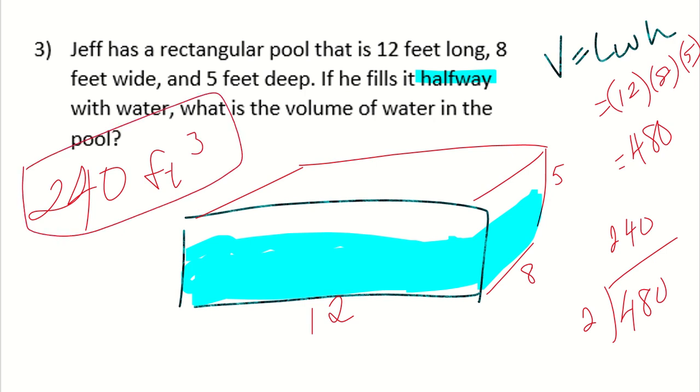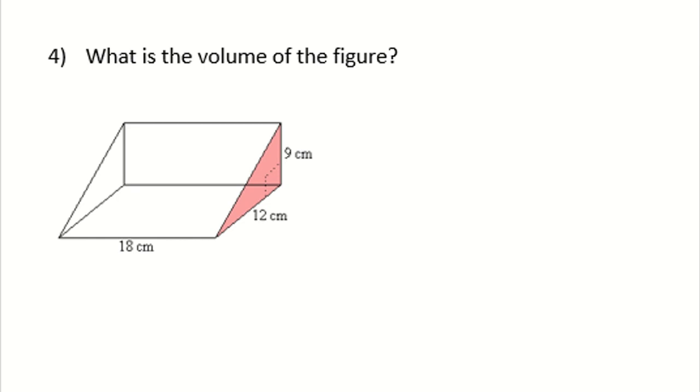You might see a question like this on your test. Hint, hint. Number 4, what is the volume of the figure? So here's a question where they don't tell you what shape it is. It just says the figure. So you need to figure out what shape that is. What shape is that? It is a prism. The fact that there's a triangle in this shape tells you that it is a triangular prism. So now you know what formula you should use.